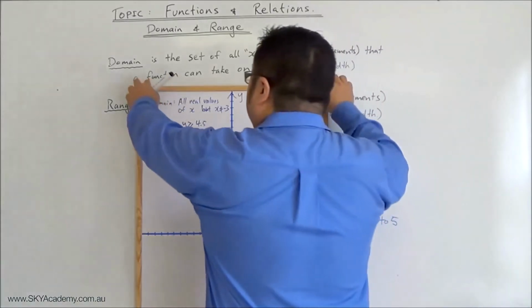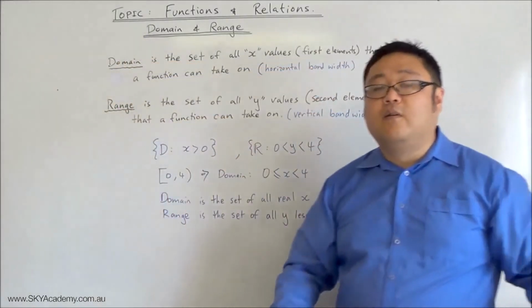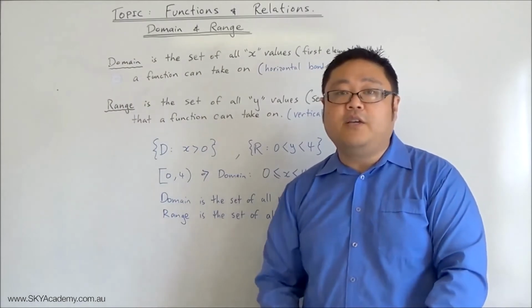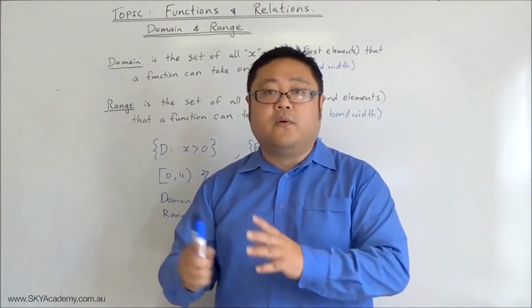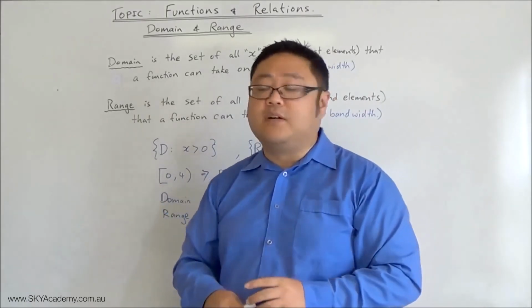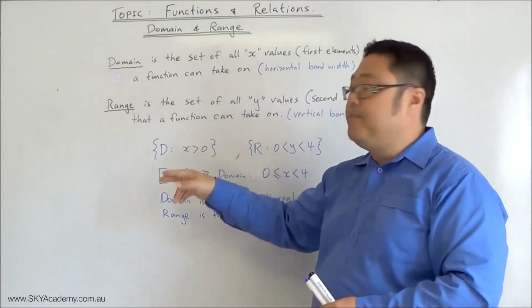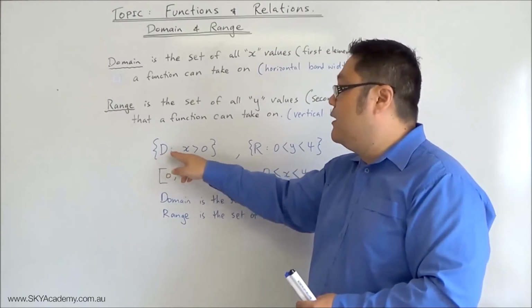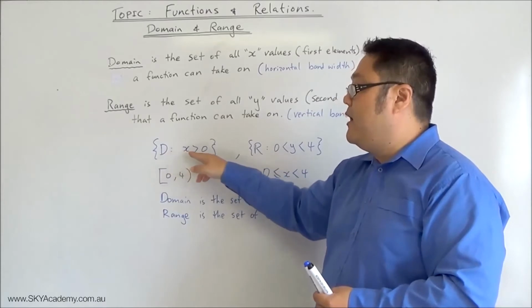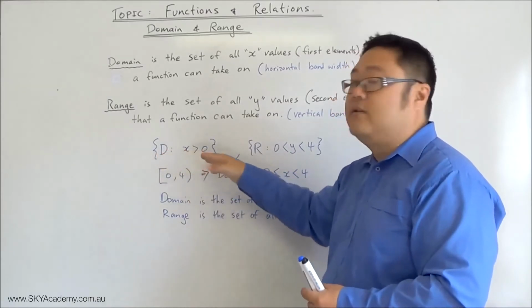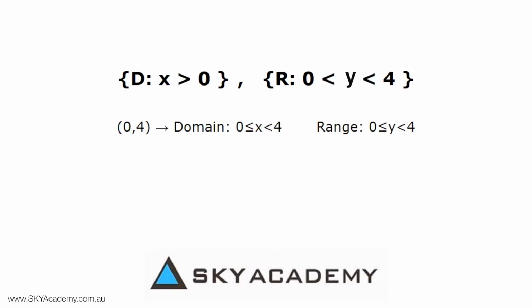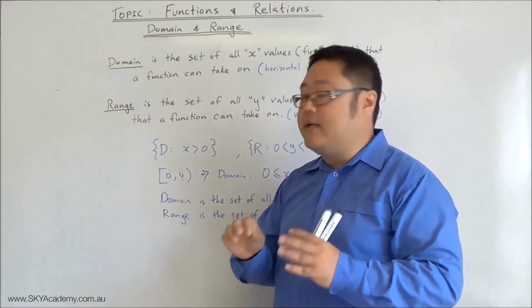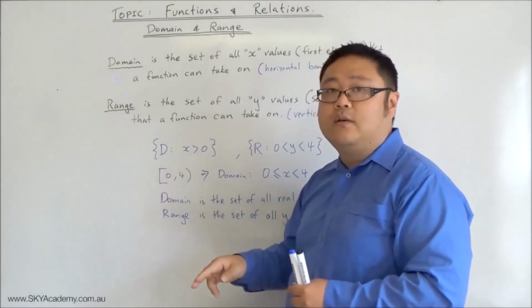And mathematicians have come up with interesting ways of writing shorthand or notation for domain and range. I'll just go through some of the ways that you might see being used for describing the domain and range of a particular function. This is called set notation, where D stands for domain, and then you've got a colon, which means such that. So the domain is such that x is greater than 0. It's the set of all x values, or the first elements, where x is greater than 0. And for the y values, you might have the range is such that y is between 0 and 4.